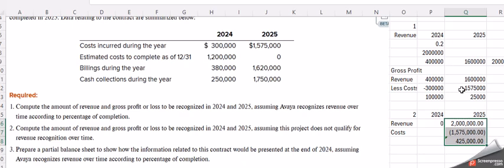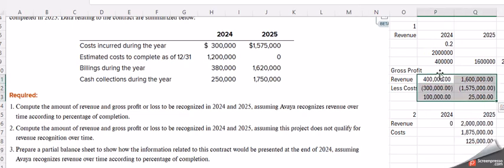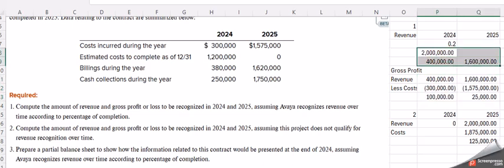Oh, I know, I'm missing that 300,000. So these are our costs incurred during the period. So in total, it's 300,000 plus the 1,575,000. So 125,000. So again, going back up here, it's the same as what we did using the percentage of completion. We just did it over the years up there based on when we earned it. But in total, we're still recognizing the same gross profit.